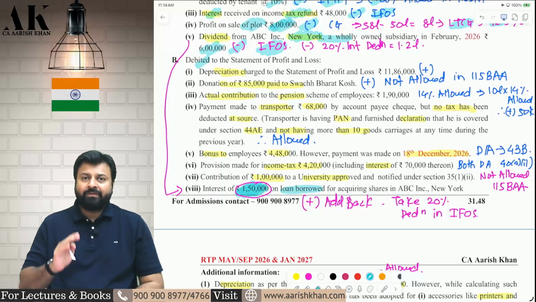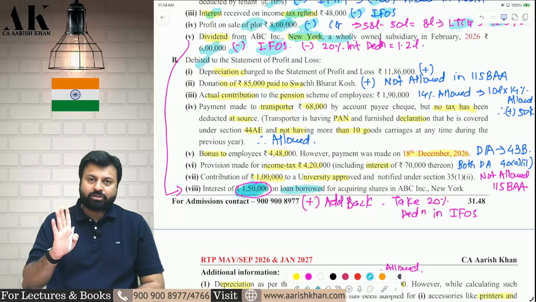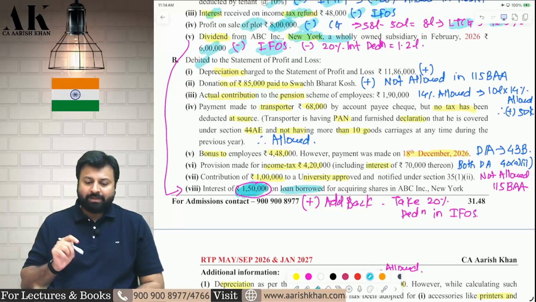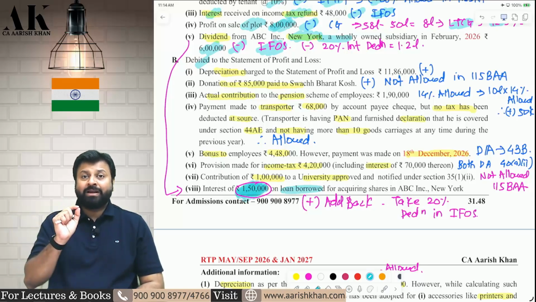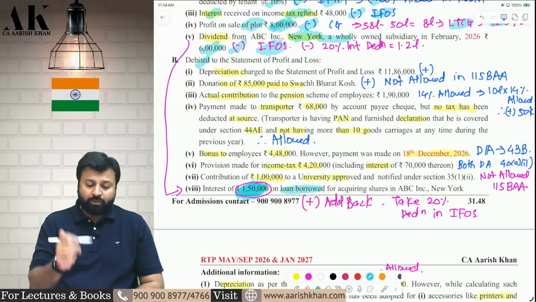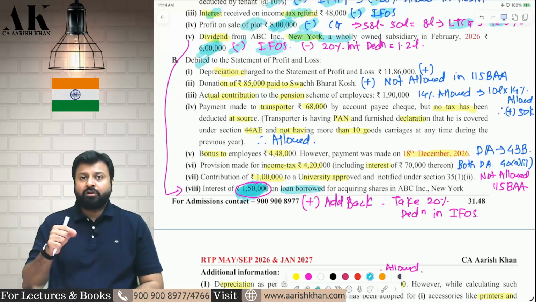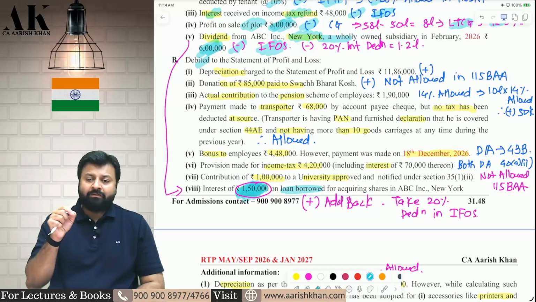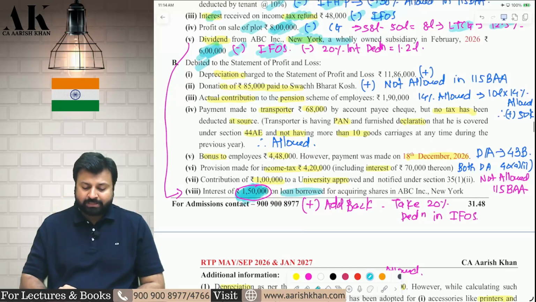Add back 1,50,000 in PGBP and in IFOS claim 1,20,000 as deduction, because only 20% will be allowed as deduction. Again, I am saying this 1,50,000 add back in PGBP and claim 1,20,000 as deduction under IFOS from 6 lakh rupees. Therefore, your net dividend will be how much? The net dividend will be 4.8 lakh rupees. I hope it is clear to all of you.